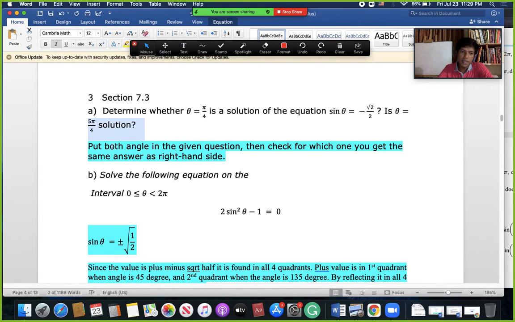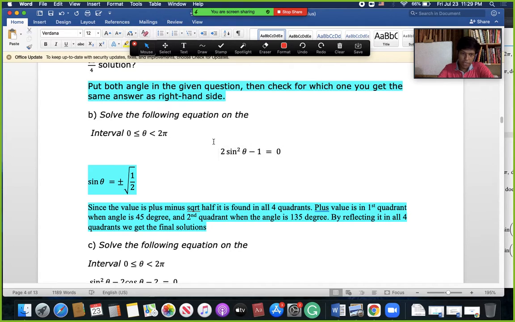So we said this is the hint. This is not the answer, by the way, so please don't take it as the answer. This is a hint. Put both angles in the given equation, then check for which one you get the same answer as the right hand side. The right hand side is this one. So we can check it.